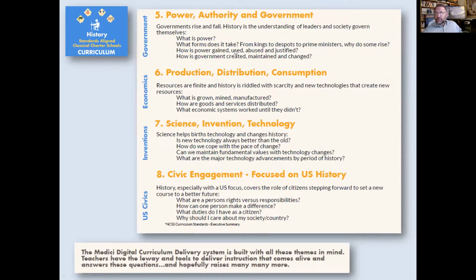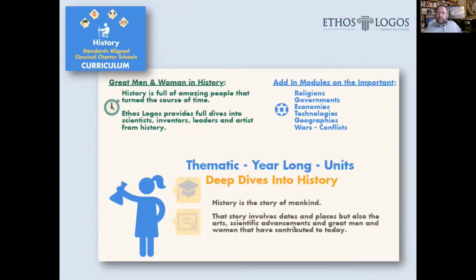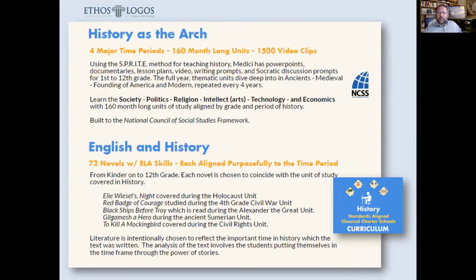This would be under your SPRITE model. This would be the politics. How does the government and the governance affect that? Production, distribution, consumption. Now we're into economics, science and inventions. This is your technology. So this is kind of how we built out our particular curriculum offerings. And then again, we include all the different religions and unique times that are happening.